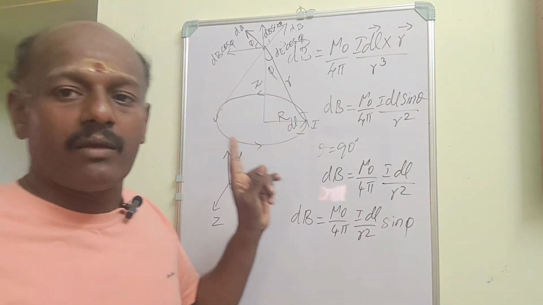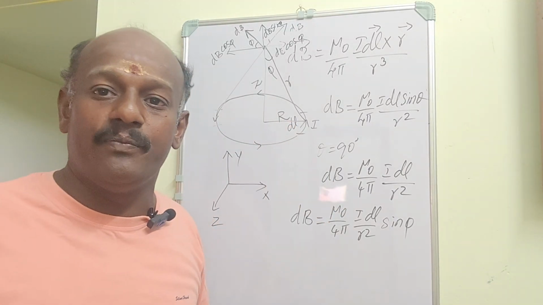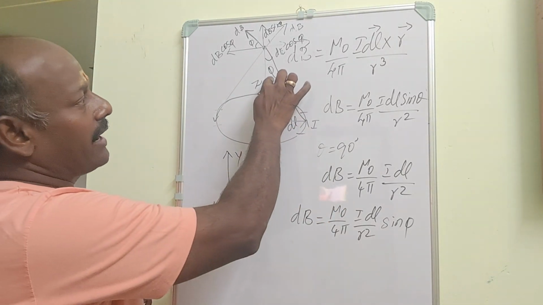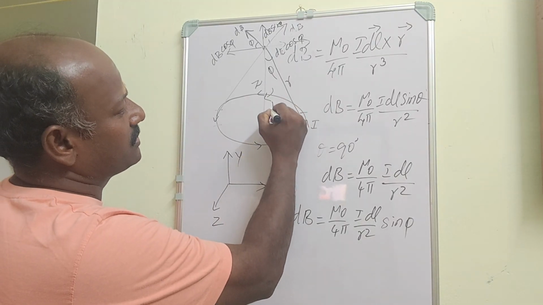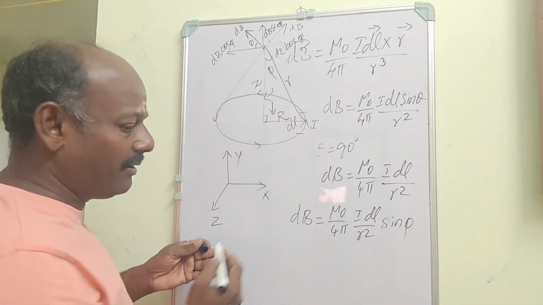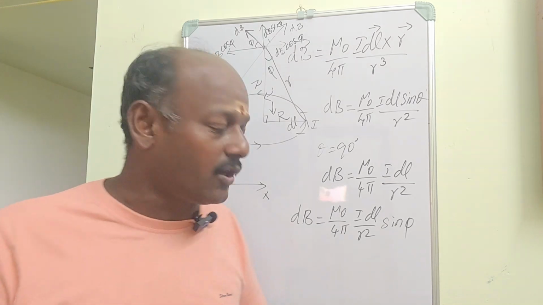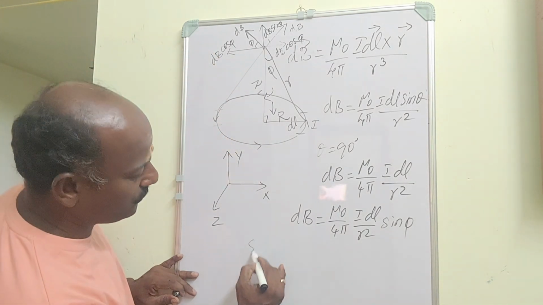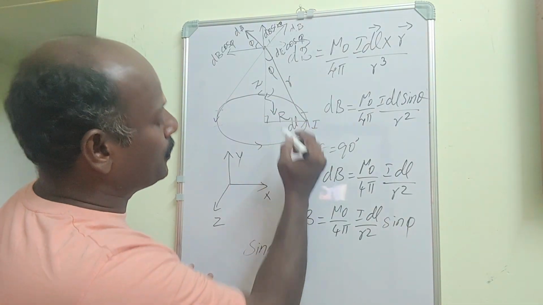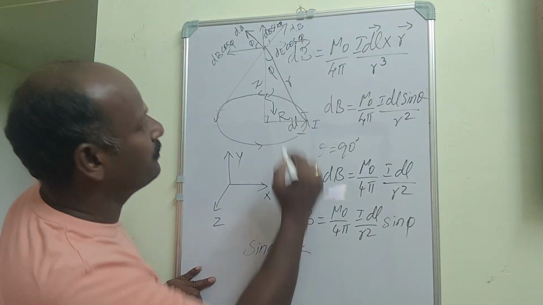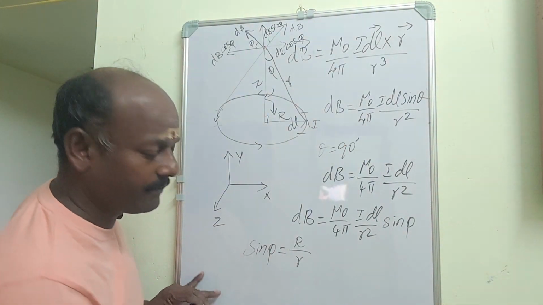Now in this diagram I am going to measure what sin phi is. See, this is the angle and this is the right angle, so this will be the adjacent side and this will be the opposite side. So sin phi will be equal to the opposite side, that is R, divided by the hypotenuse, that is r.